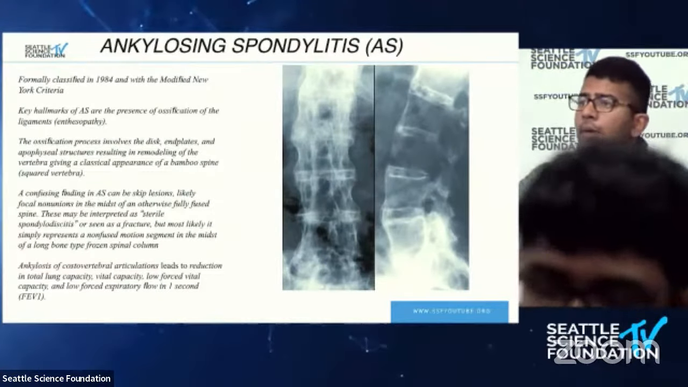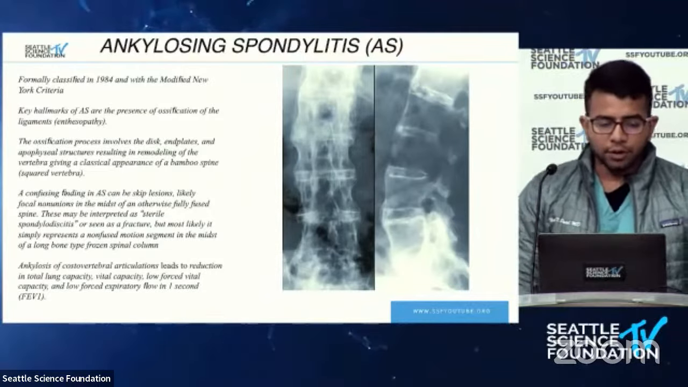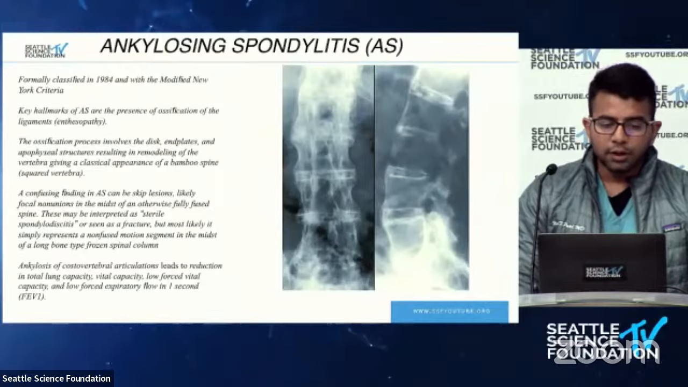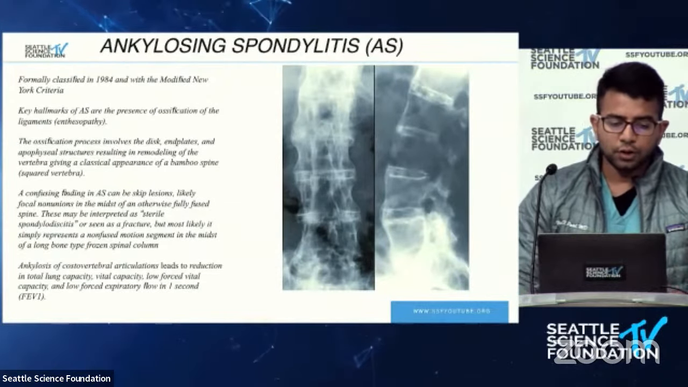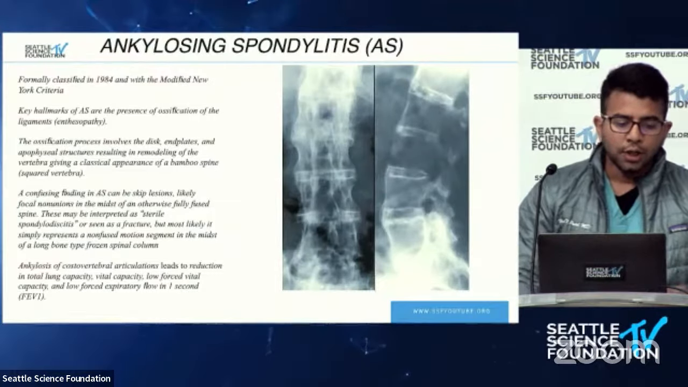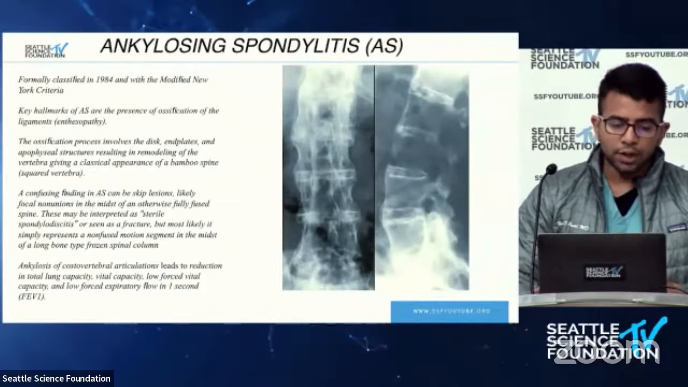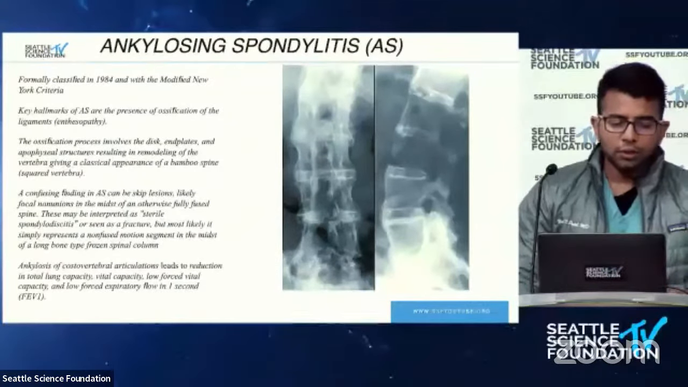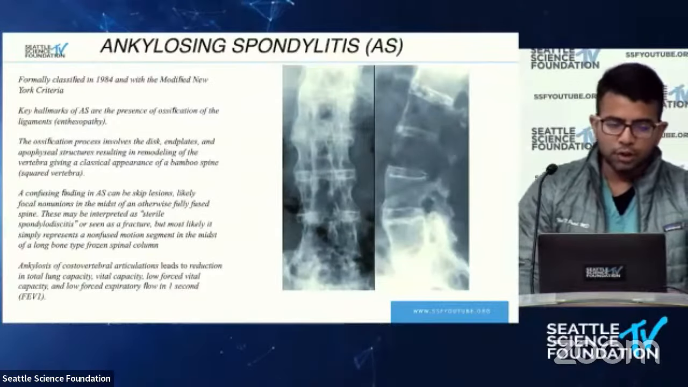So how do you diagnose these? Formally, it was classified by the modified New York criteria in 1984. The key hallmark of AS is the presence of ossification of the ligaments. The ossification process involves the discs, the end plates and apophyseal structures, resulting in a bamboo-shaped spine, presented here in the picture.